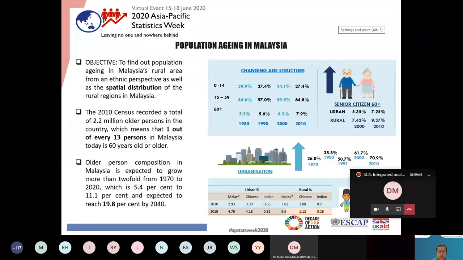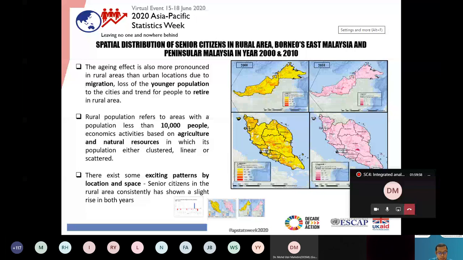Based on the percentage in stratum, senior citizens in the rural area consistently have shown a slight rise in both years. Next, the aging effect is also more pronounced in rural areas than urban locations due to migration, loss of the younger population to the city, and the trend for people to retire in rural areas.